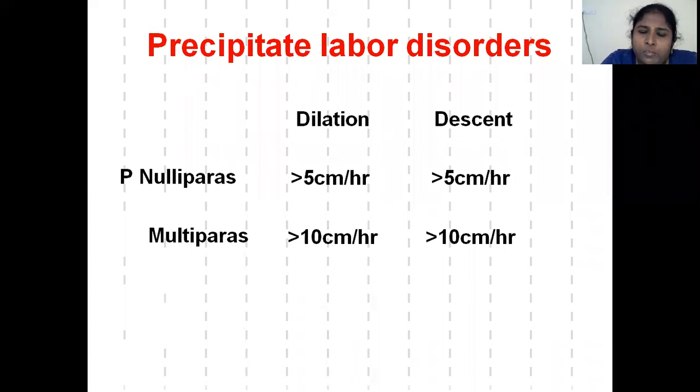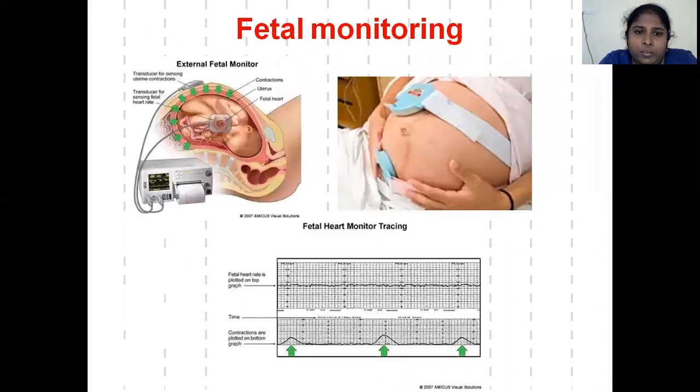And descent also, if it is too fast, in a multipara 10 centimeters per hour means from the onset of labor pain she is going to deliver within 1 hour. Such things are called precipitate labor. Next, how will we monitor the power?